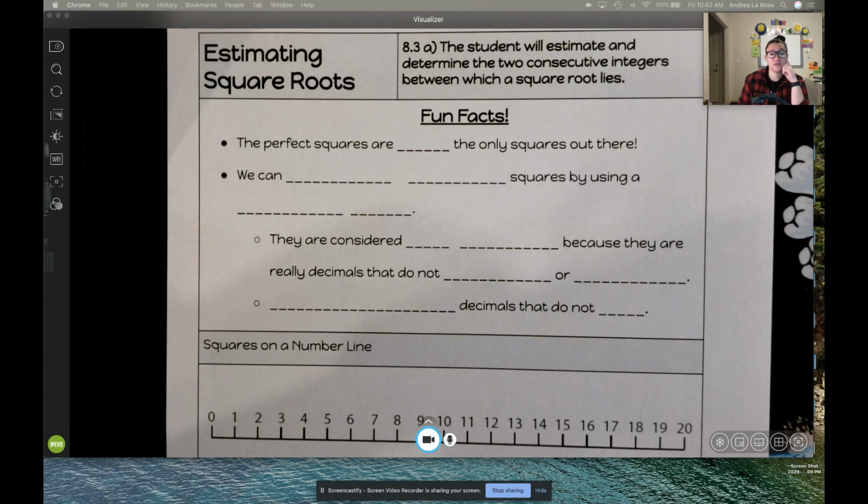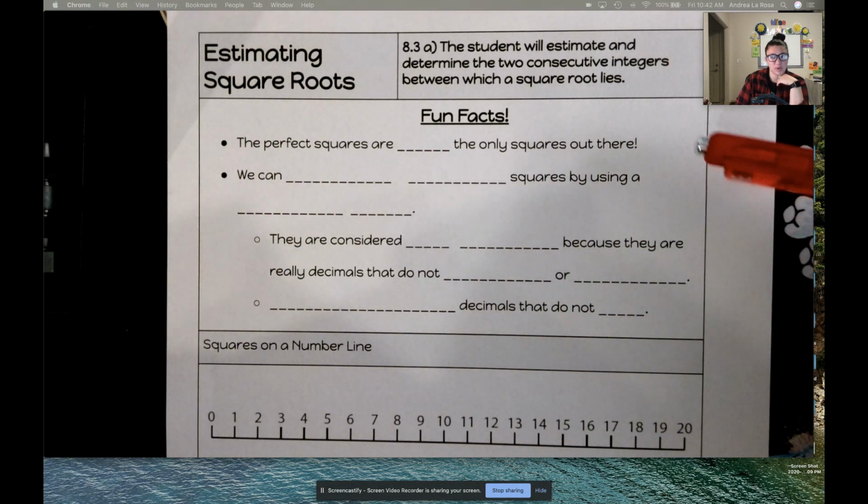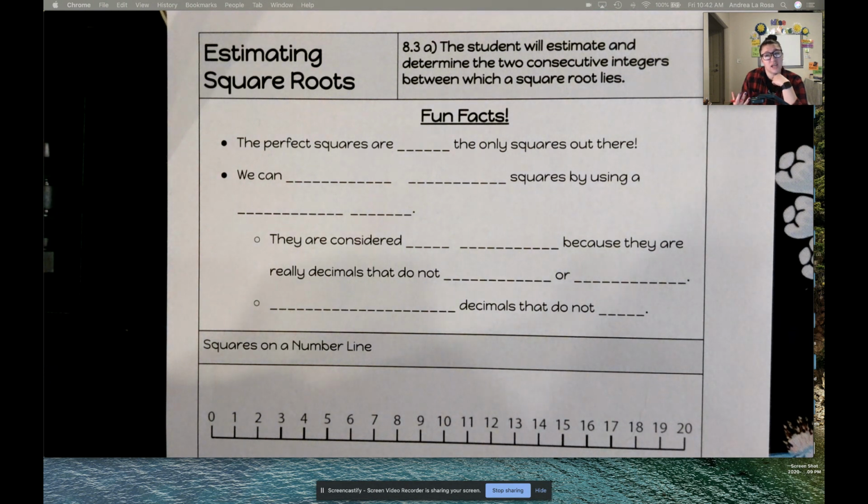All right, so today we're going to talk about estimating square roots. I know there's a lot going on today and stuff like that. We've got to kind of cram our lessons together. So for this first part, don't worry about writing this down. We're just kind of going to talk about it a little bit and then we'll get into our actual practice with it. If you want to write this down later, that's totally fine, but for right now, we're just going to talk about it.